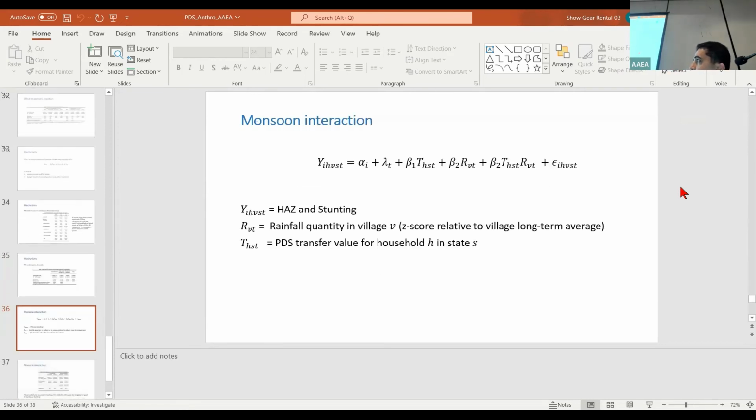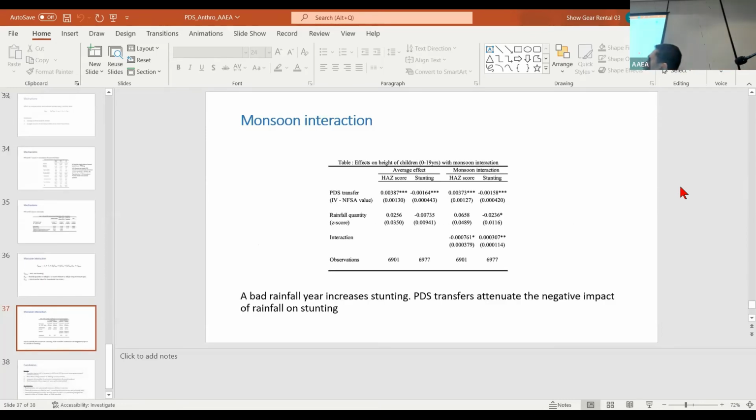In the last 2 minutes, I just want to spend time on the rainfall interaction results. We interact the transfer variable with the z-score of rainfall quantity, which is a proxy for productivity shock. And we find that a rainfall shock does reduce stunting.